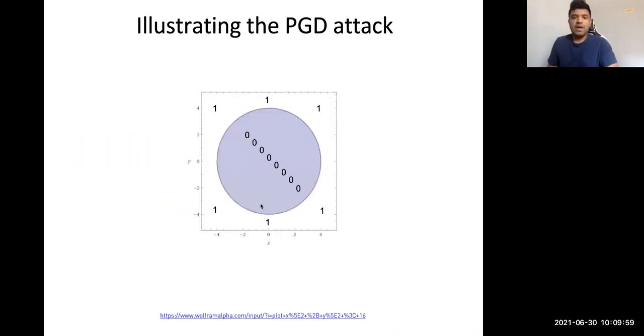So this would be our graph. Everything inside the circle, the property holds, and everything outside, the property does not hold. It's 1.